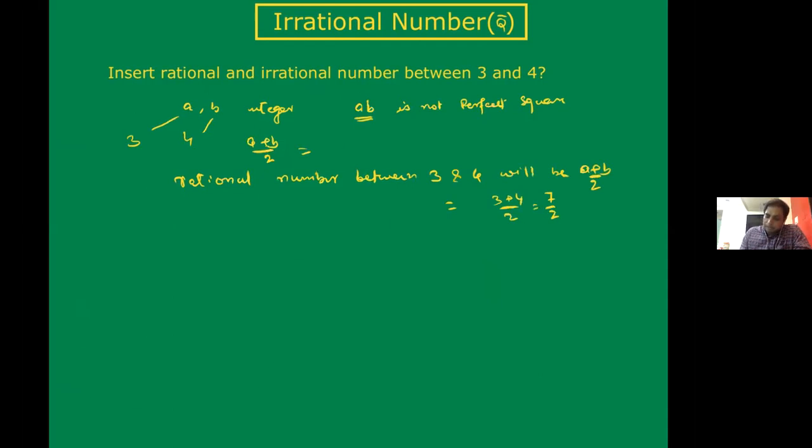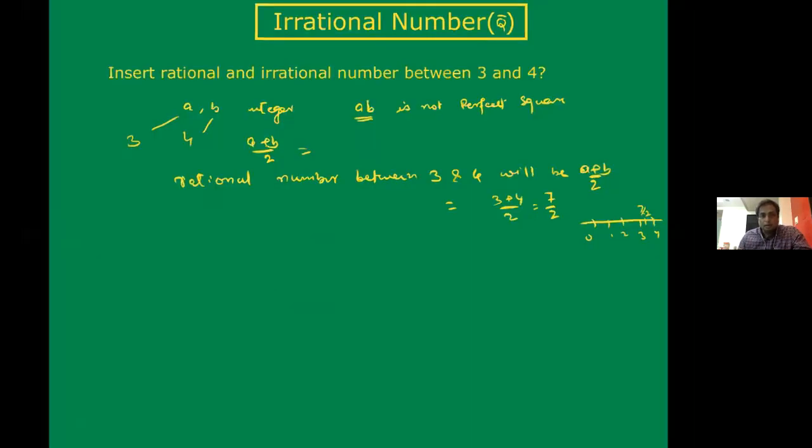So 7 by 2 is nothing but 3.5. So 3.5 comes somewhere on the real number line, if I draw it. This is 0, 1, 2, 3, 4. So 7 by 2 is nothing but 3.5 here. So this is 7 by 2, the rational number between 3 and 4.